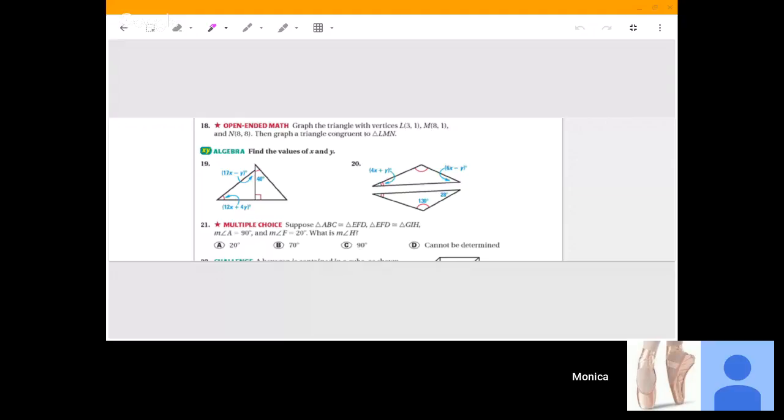Okay, you guys, can you see the screen with the problems on it now? Okay.